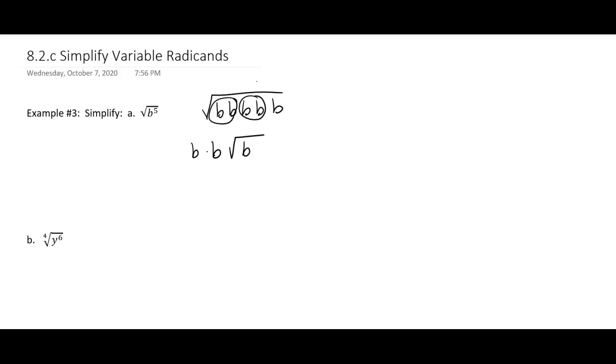So we would write the final answer as b squared times the square root of b. And that would be fine. That would be the answer. Now, we'll do the next problem, and then we'll come back to A. All right, so now you look at the next one.